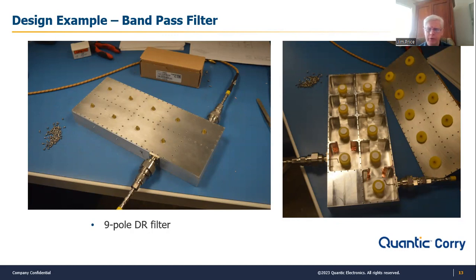Could you maybe tell us a little bit more about coupling and tuning? Oh, sure.